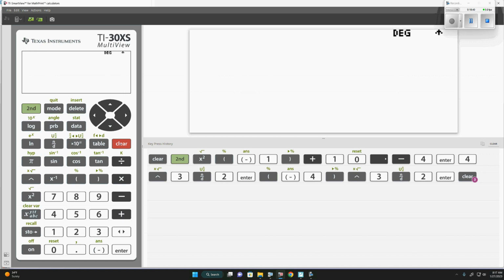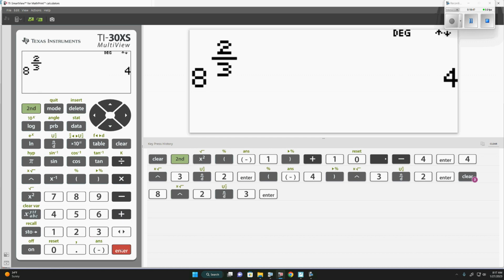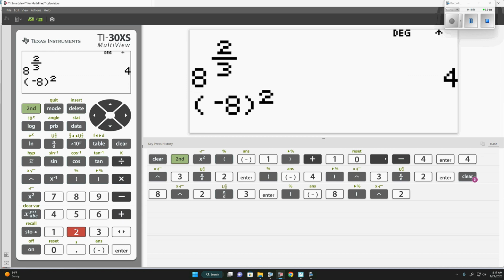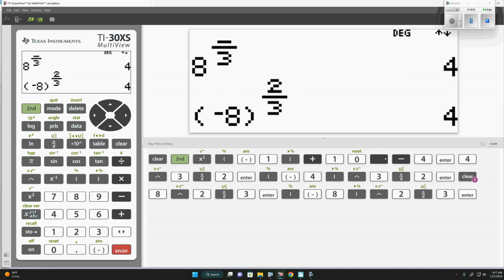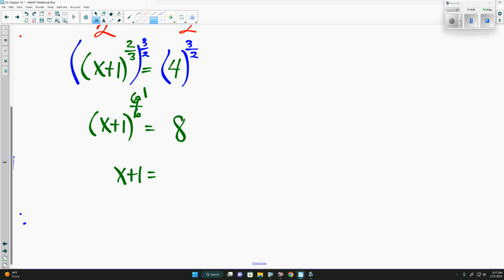So 8 to the 2/3 is 4. -8 to the 2/3 is still 4. What I'm doing is looking back at the original power, 2/3. The numerator and denominator have a certain expectation to them, and it's going back to this here.